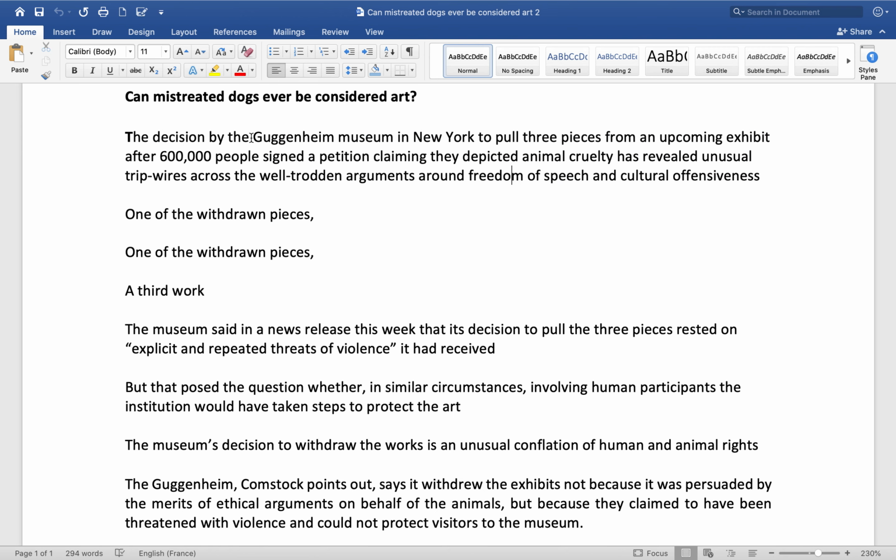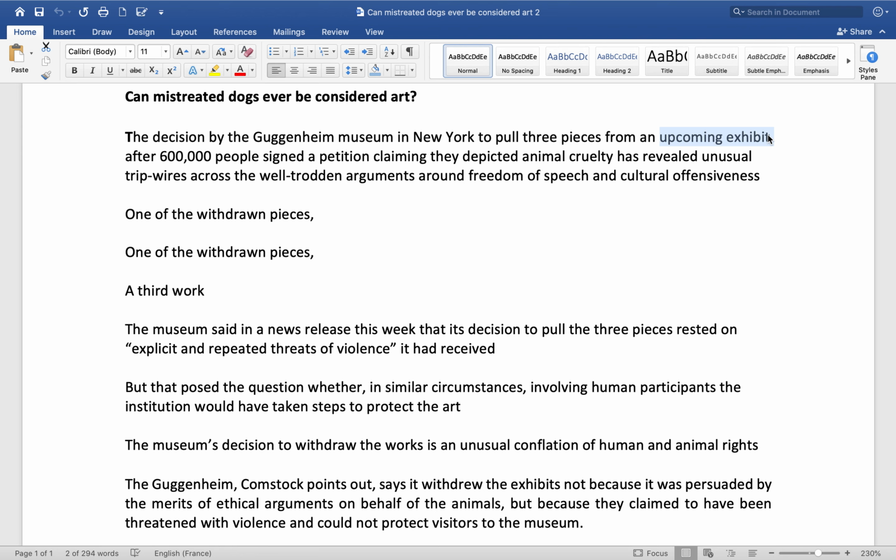I know that this takes place in New York City, in the museum, the Guggenheim Museum, that it concerns 3 pieces of art that were supposed to be displayed in an exhibit. Be careful.